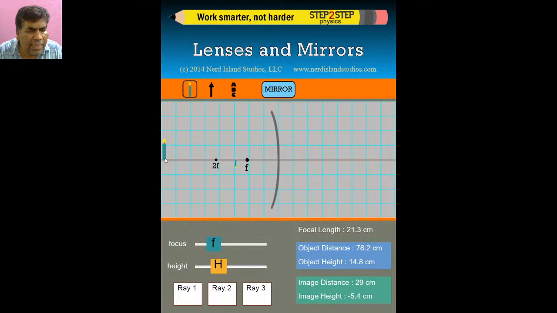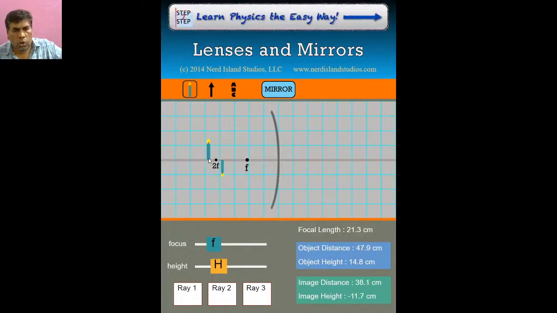Now where is the candle? At a very large distance, at infinity. Now I am moving the candle towards the concave mirror. What is 2f here? 2f stands for radius of curvature. Here we cannot write anything on this simulation, on this animation, so please observe this point.